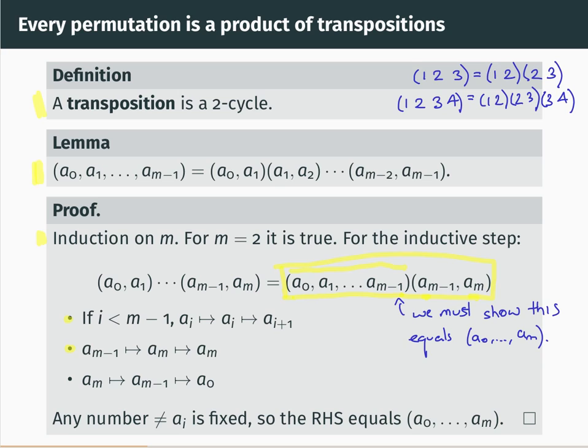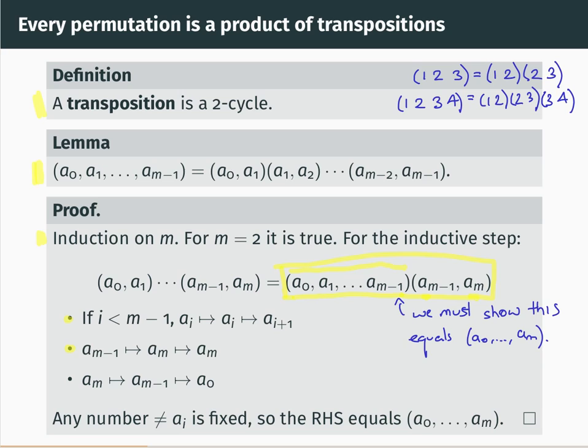The 2 cycle a_{m-1} a_m sends it to a_m, and the m cycle a0 up to a_{m-1} sends a_m to itself. Remember that in a cycle all the numbers have to be different. So a_m is not one of the numbers in that m cycle a0 up to a_{m-1}. That means the cycle sends a_m to itself. So the m cycle a0 up to a_{m-1} doesn't contain a_m, so it sends a_m to itself. In summary, a_{m-1} is sent by this composition first to a_m and then to a_m again.